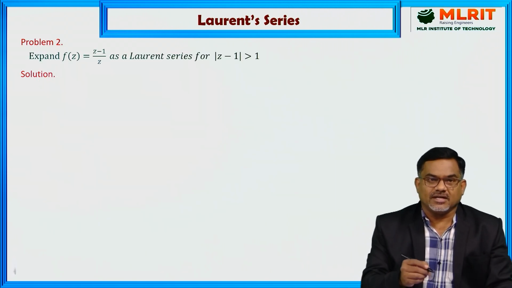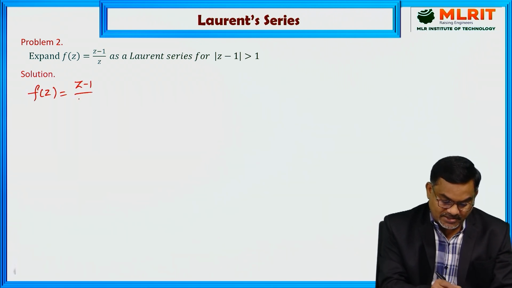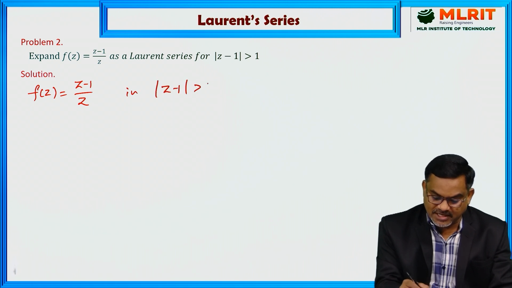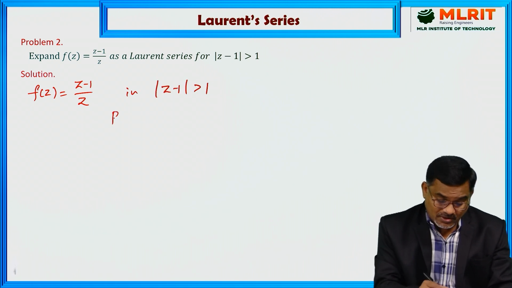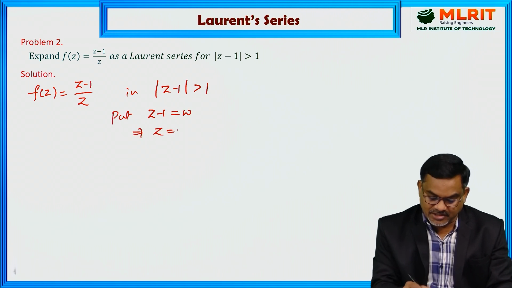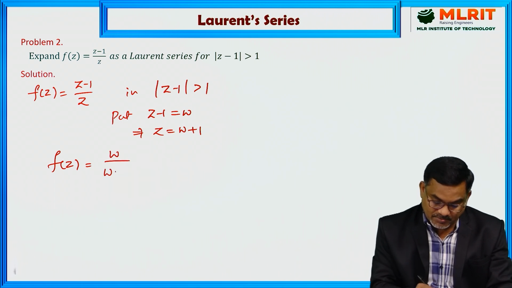We are coming to the second problem. F of z is z minus 1 by z, in the region mod z minus 1 is greater than 1. So let us consider this z minus 1 as w. So z is w plus 1. Then f of z becomes: z minus 1 is w, by z is w plus 1.